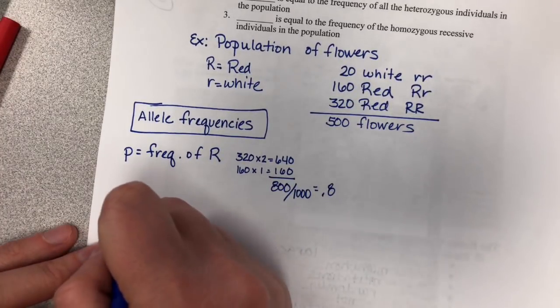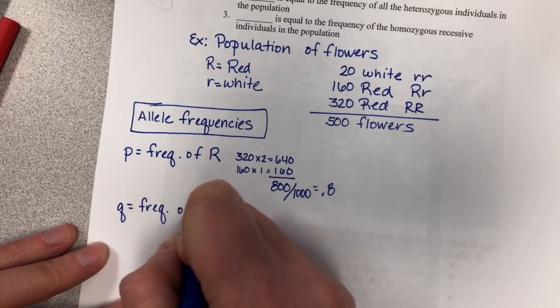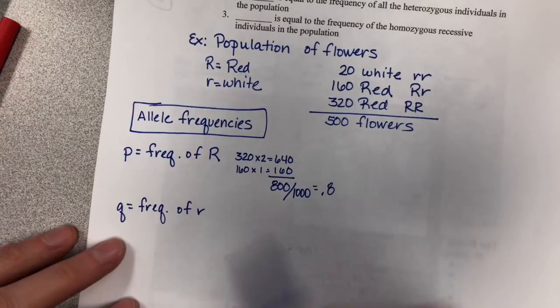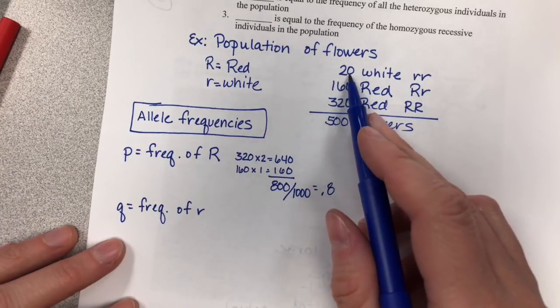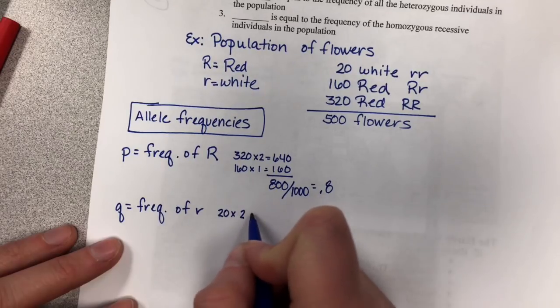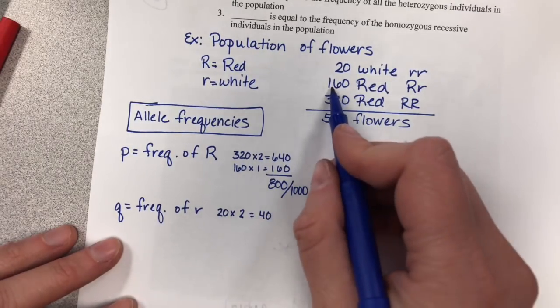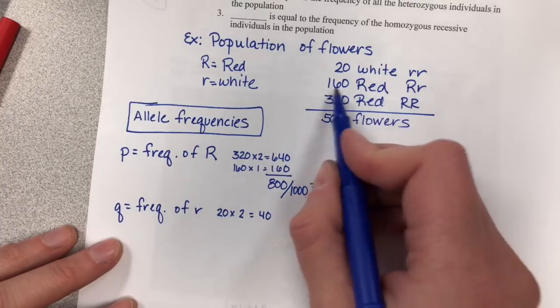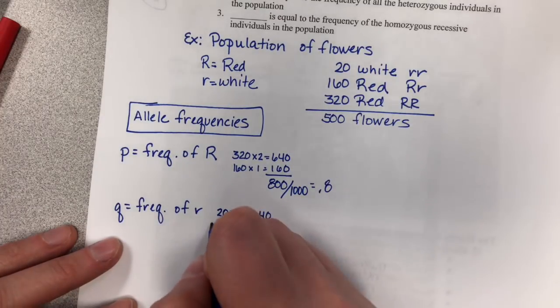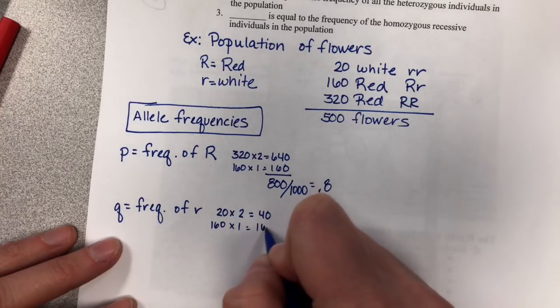We can do the same calculation for Q. Q is the frequency of little r. We do the same thing. We have 20 little r individuals, and each one of those has 2, so we have 40 little r alleles from them. But then remember, you still have the 160 big R little r individuals, so 160 times 1 gives you 160.